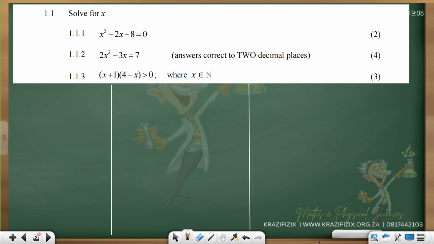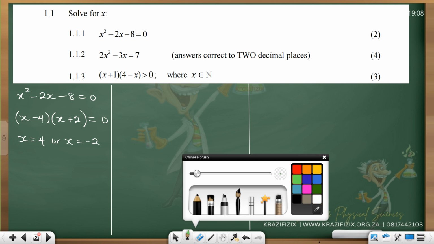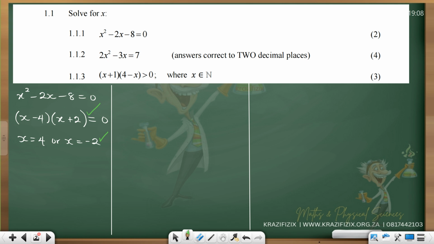So, first one. X squared minus 2x minus 8. Okay, beautiful. 2 marks to get here. My factors are what? 4 and 2. So x equals 4 or x equals negative 2. This should actually be 3 marks, but the examiner being stingy, gives you 1 mark for the entire 2 values answer, and then 1 mark for the factorization. I hope everybody got that.